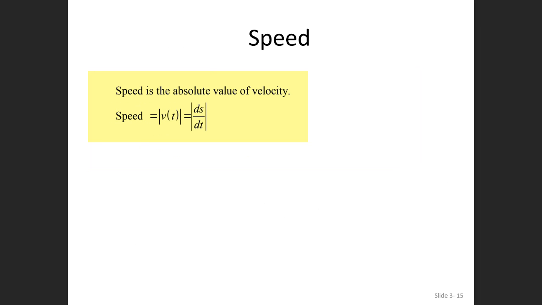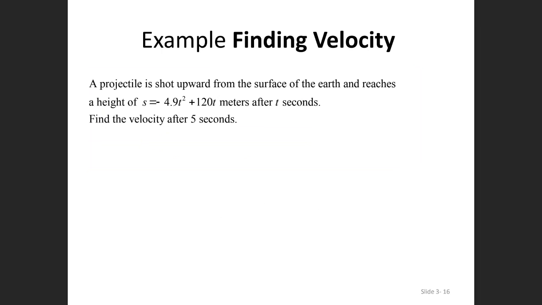So here is a problem. It says a projectile is shot upward from the surface of the Earth and reaches a height S equals negative 4.9, now they're dealing with meters, negative 4.9t squared plus 120t meters after t seconds. Find the velocity after 5 seconds. Well, they're telling us that this is a position function. P of t is equal to negative 4.9t squared plus 120t.